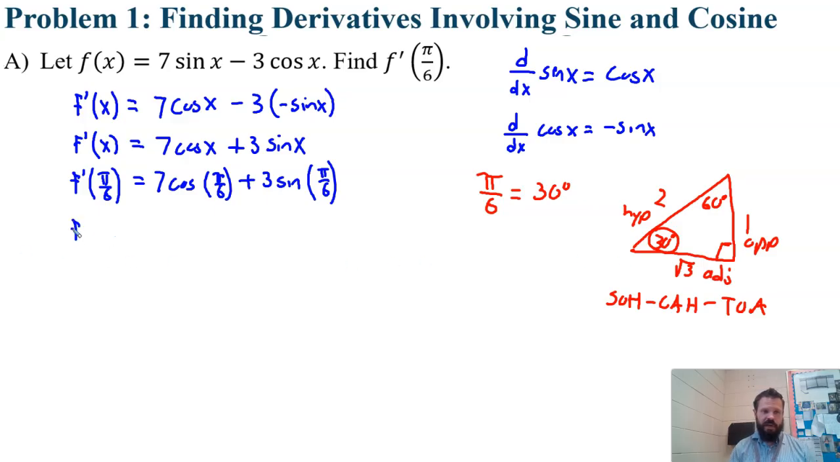All right, so evaluating then, f prime of pi over 6 would be equal to 7 times the cosine of pi over 6. Cosine is adjacent over hypotenuse, so that would be root 3 over 2. And that's times. Okay, plus then 3 times the sine of pi over 6. Sine is opposite over hypotenuse, so 1 over 2.